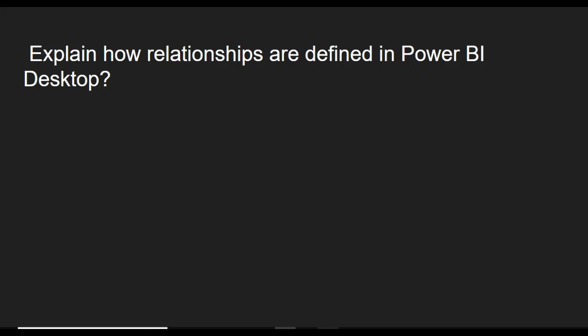Next question. Explain how relationships are defined in Power BI desktop. Relationships between tables are defined in two ways. First, manually. Relationships between tables are manually defined using primary and foreign keys. Next, automatic. When enabled, this automated feature of Power BI detects relationships between tables and creates them automatically.